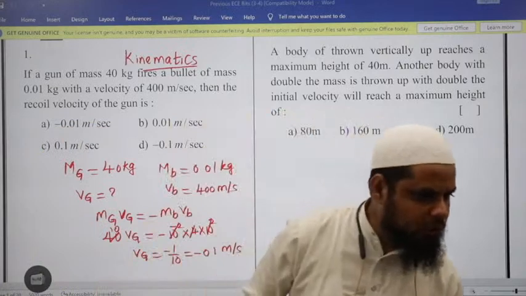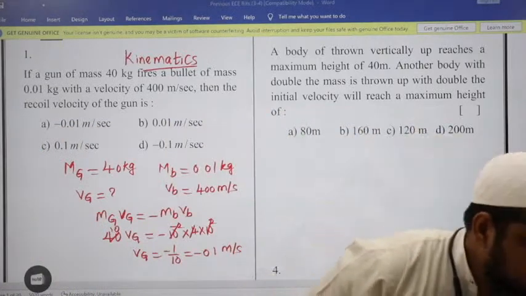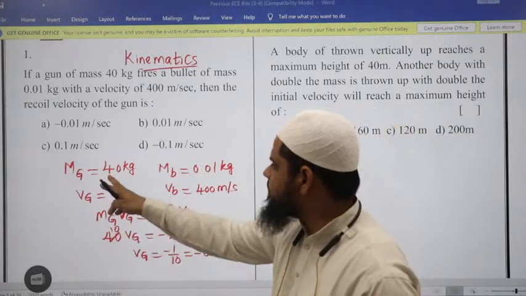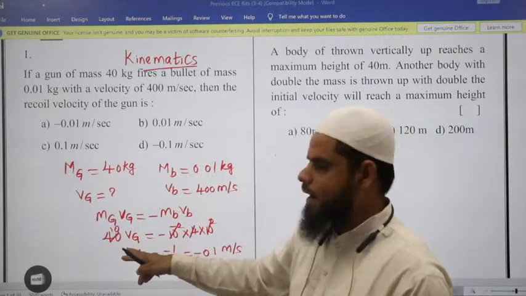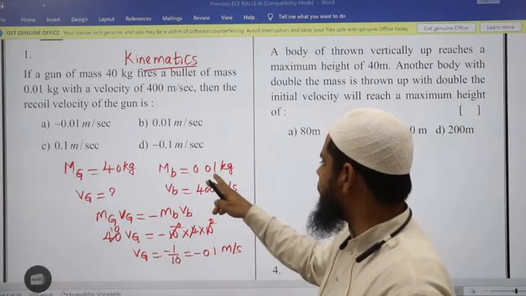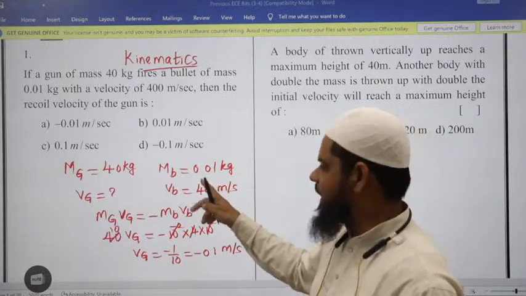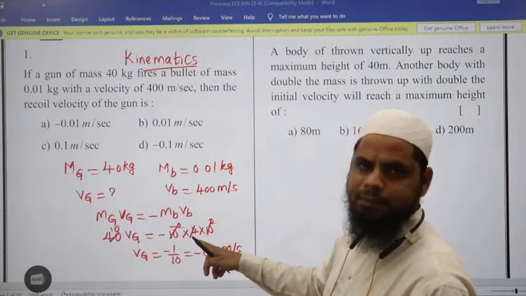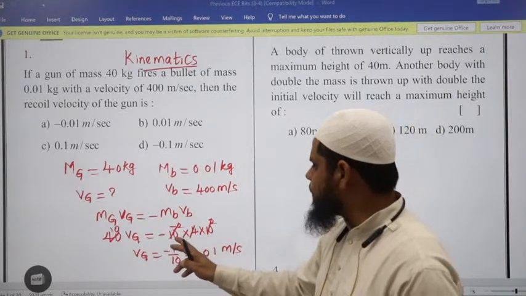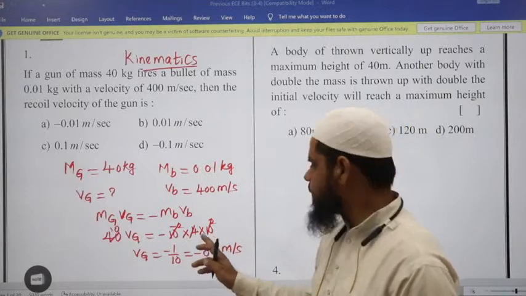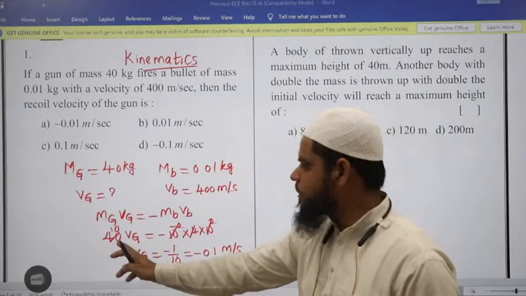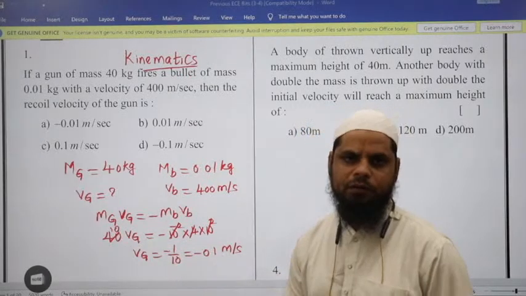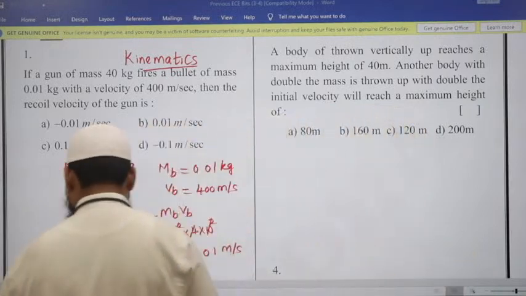Let me explain one more time. Look at this: mgvg is equal to minus mbvb. mg is given as 40, vg is what we need to find, and mb is given as 0.01. 0.01 can be written as 10 power minus 2, and vb is given as 400. So 400 can be written as 4 into 10 square. So 10 power minus 2 and 10 square can be cancelled. 4 into 4 tens are 40. So taking it down, 1 by 10. 1 by 10 is nothing but 0.1. Hope you understood. So move on to the next one.